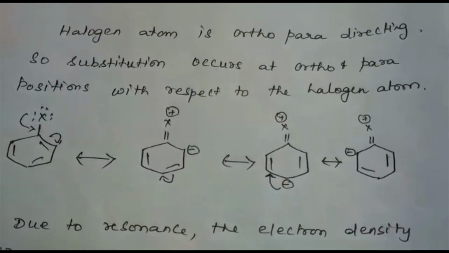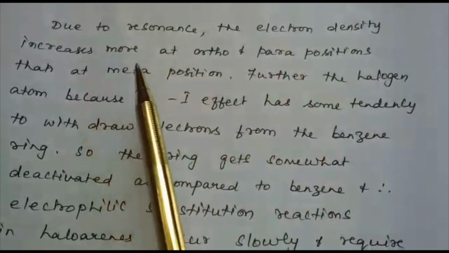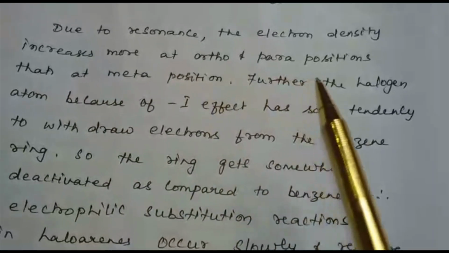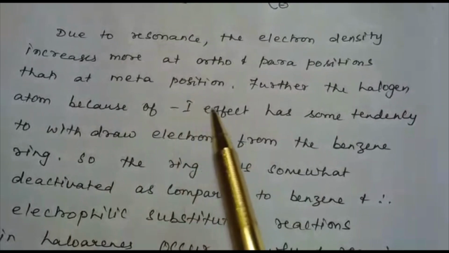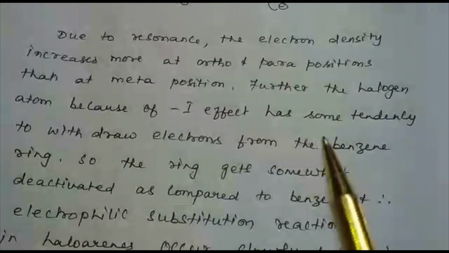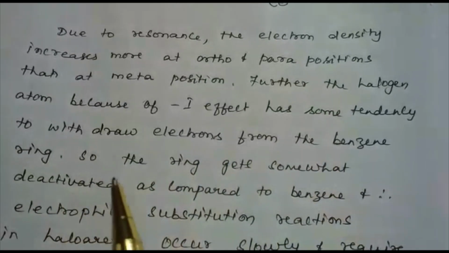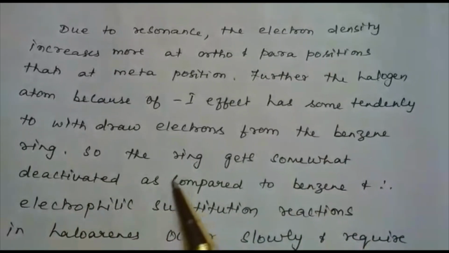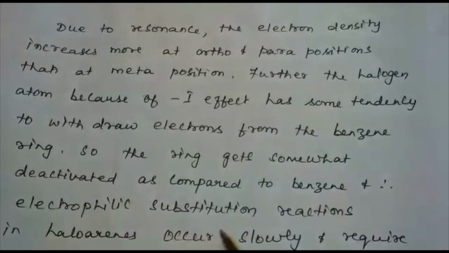Due to resonance, the electron density increases more at ortho and para positions than at meta position. Further, the halogen atom, because of the minus I effect, which we have already discussed as the inductive effect, has some tendency to withdraw electrons from the benzene ring. So, the ring gets somewhat deactivated as compared to benzene, and therefore electrophilic substitution reactions in haloarenes occur slowly.